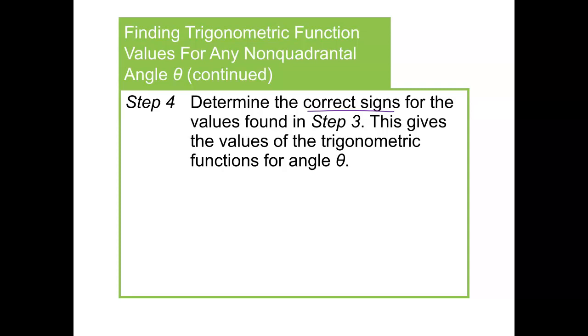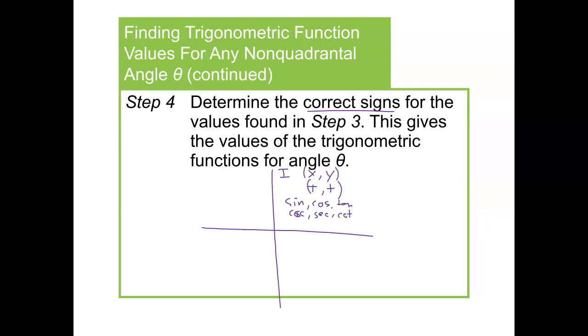Okay, so let's run through those quadrants real quick. In quadrant 1, I have x and y. Is x positive or negative in quadrant 1? Positive. What about y? Positive. They're both positive. So that means everything, sine, cosine, tangent, cosecant, secant, and cotangent will all be positive. Because everything's positive. When I move to quadrant 2, what becomes negative?